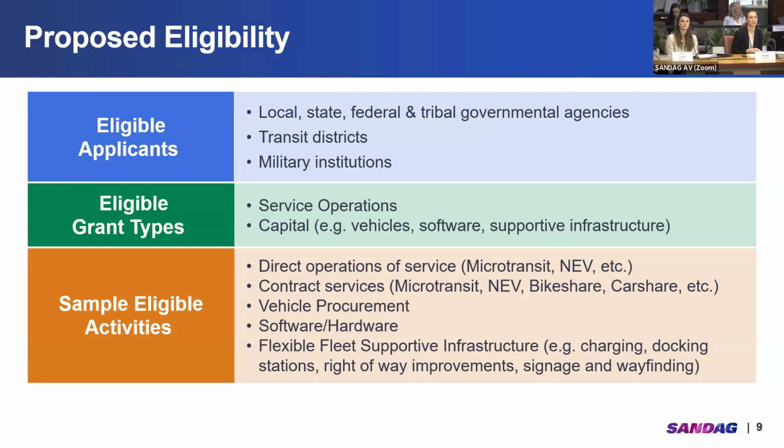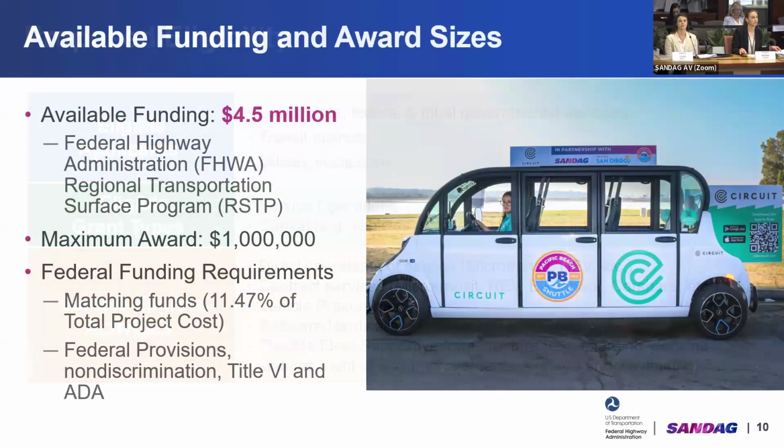In terms of sample eligible activities, you can see here, direct operations of the service, so the microtransit, NEV, et cetera. Those contracted services, so if you're going to be using a third party to operate the service, as well as, as I mentioned, the vehicles, software or hardware that might be needed to have the program function, and then any supportive infrastructure, as you can see here. All of these services would need to be provided in the county based on the funding that we have.